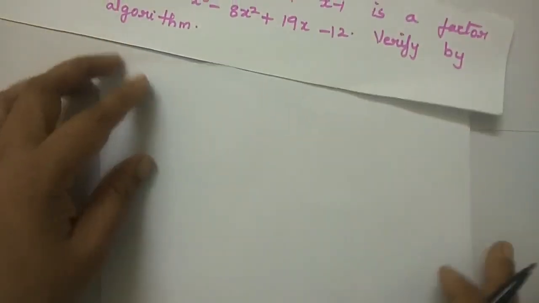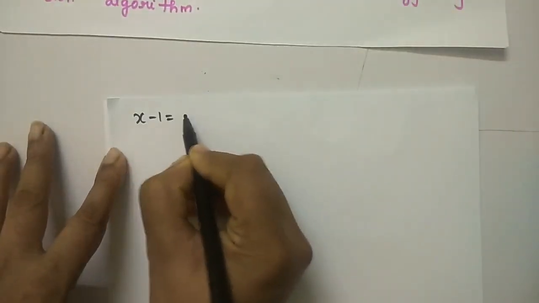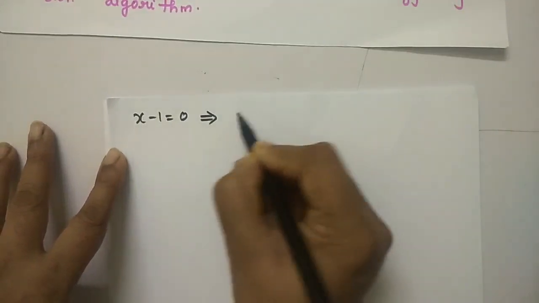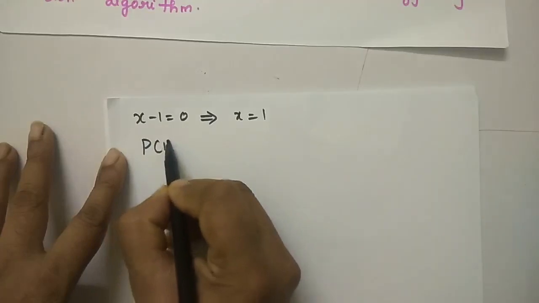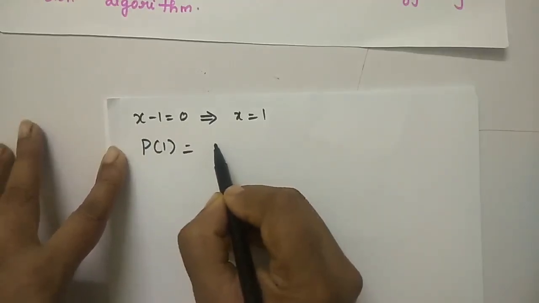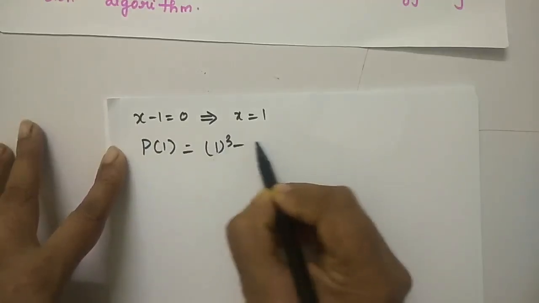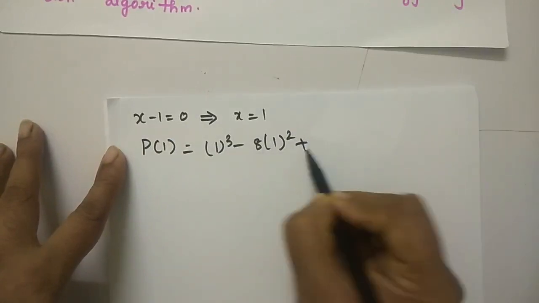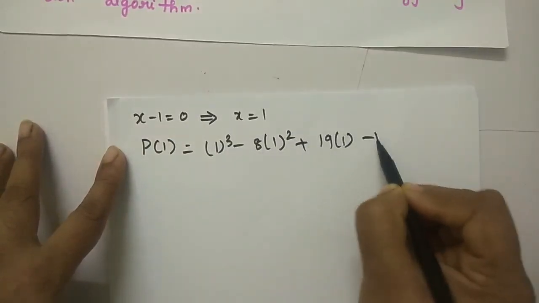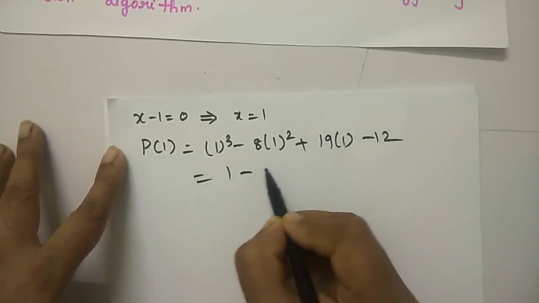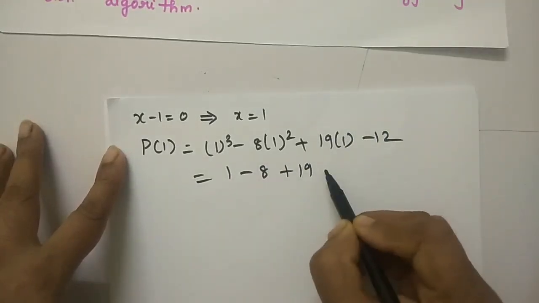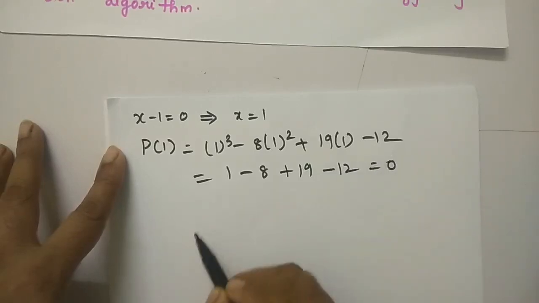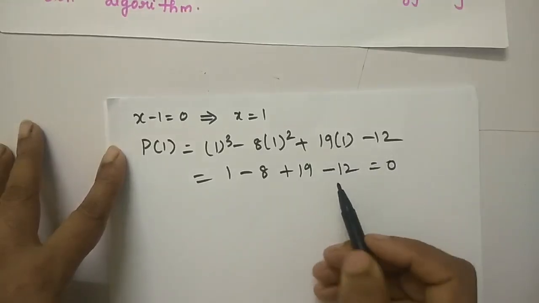So let us verify that. So x minus 1 equal to 0 means value of x will be 1. Okay, by factor theorem p of 1 should be 0. Let us verify whether it is 0 or not. 1 whole cube minus 8 into 1 whole square plus 19 into 1 minus 12. This is equal to 1 minus 8 plus 19 minus 12. This is equal to 0. Is it not? 20 minus 20, it is 0.